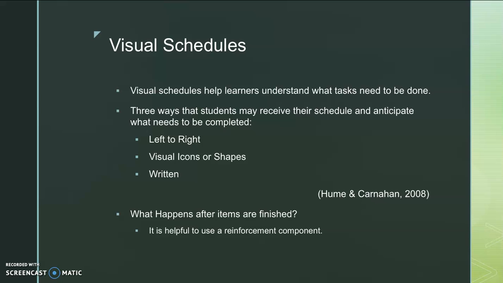items from left to right, using visual icons or shapes, so they're matching items on their schedule. It might have a shape of a triangle, and then they would match that triangle label to a triangle box within the cabinet. Or for our students that have very well-developed skills and are able to read, we may utilize a written schedule.